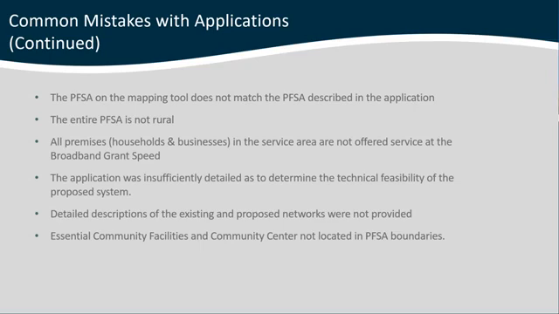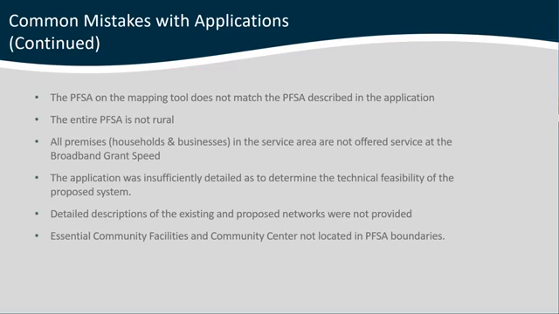All premises in the service area must be offered service at the broadband grant speed. We've gotten applications from people who are looking at it from a perspective of just hooking up one campus that they have, and they don't want to get into actually providing retail service to the community. That's not an eligible project. Also, the application may be insufficiently detailed to determine technical feasibility of the proposed system, detailed descriptions of the existing and proposed networks were not provided, or essential community facilities and community center are not located within the boundaries.